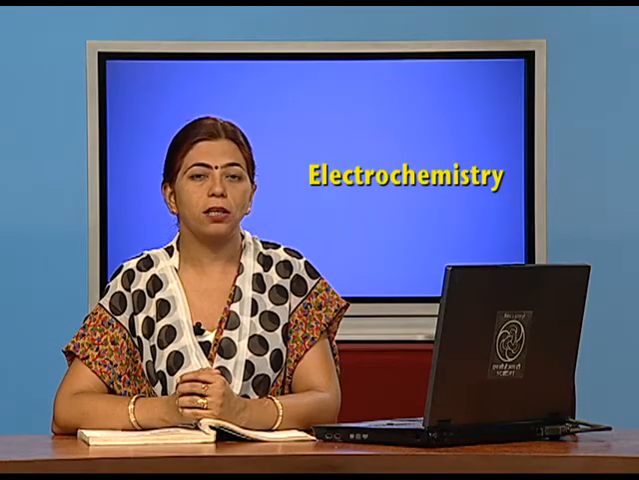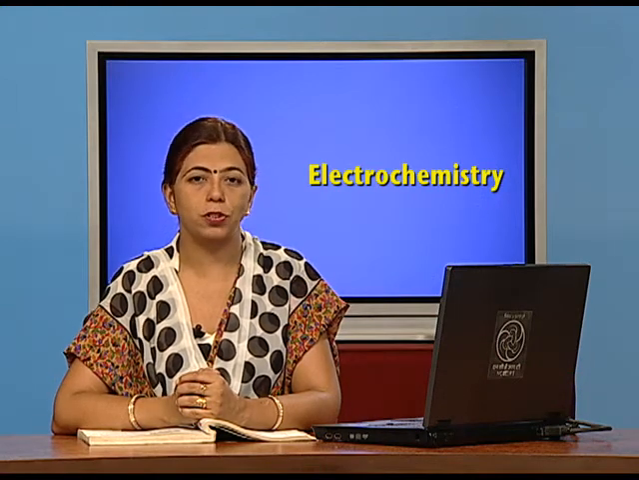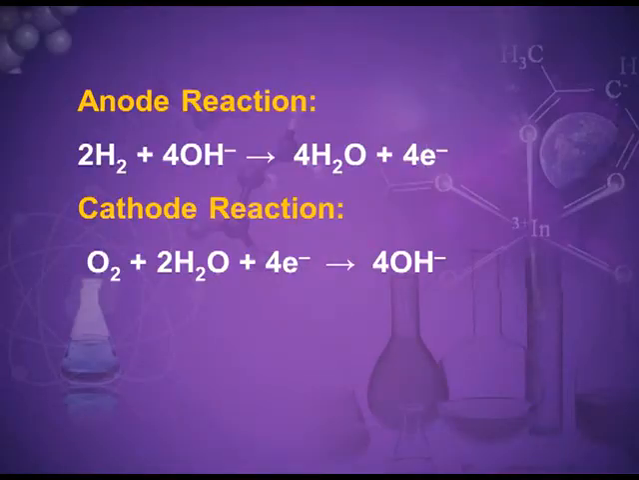Now let me explain the reactions which are taking place at anode and cathode. At anode, hydrogen gas reacts with the hydroxide ions. It loses 4 electrons and the water is formed. These electrons which are lost at anode are gained at cathode by oxygen. And oxygen in presence of the water accepts these 4 electrons and hydroxide ions are formed.